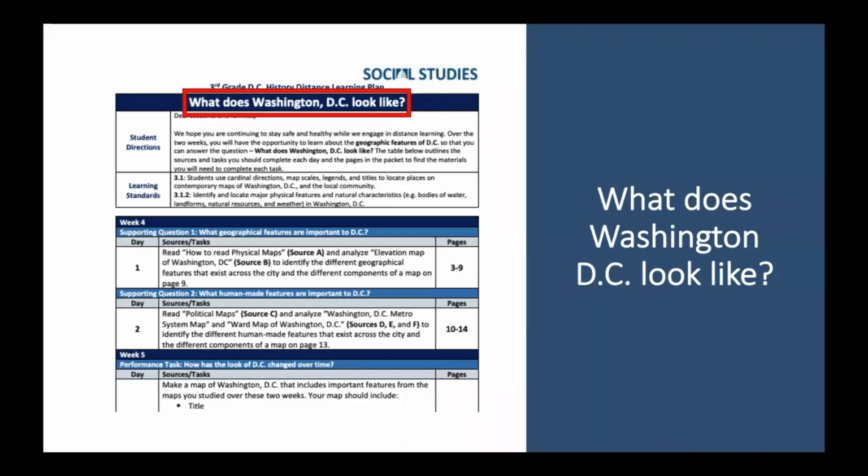But first, let's think about the compelling question. What does Washington, D.C. look like? If you're like me, your first step is to really think about this question and what it's asking us. Maybe you think about your favorite park, or the swimming pool where you first met your best friend. Or maybe you think about the Smithsonian and all of the interesting museums that you visited over the years. In order to provide a great response to this question, I want you to think about all of those past experiences as you read through this unit's sources.